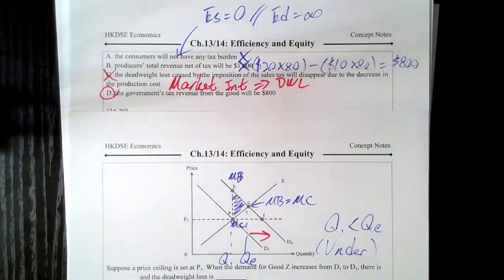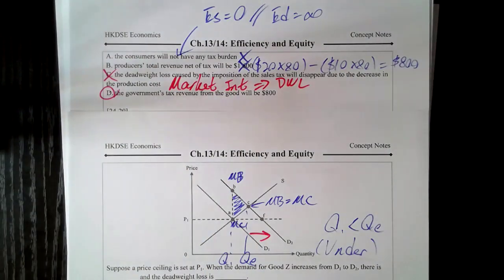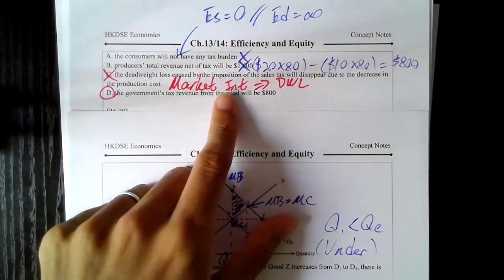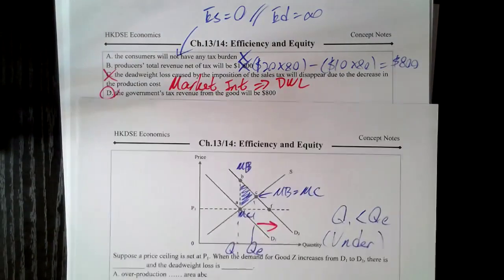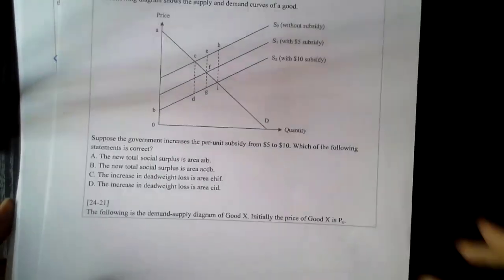Okay, then remember, what we said previously is almost always true. I mean, basically, barring externality, with market intervention, there will be deadweight loss. There is no need to think too complicated. Next is subsidy, which we have not learned, so we leave one for the next video, right?